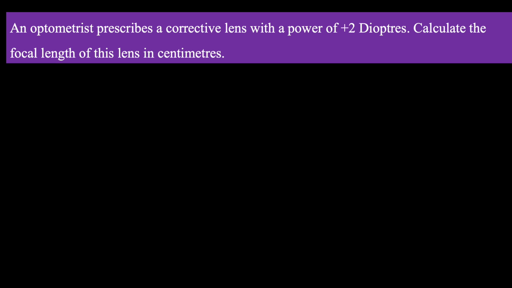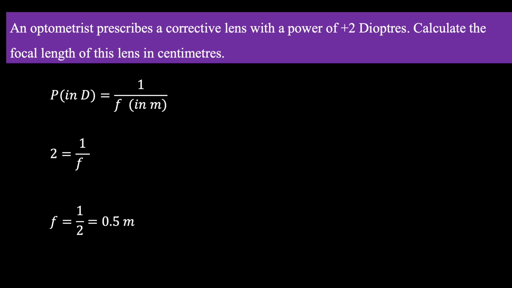An optometrist prescribes a corrective lens with a power of +2 diopters. Calculate the focal length of this lens in centimeters. P, which is the power of lens in diopters, is equal to 1 by focal length. The focal length should be in meters. 2 is equal to 1 divided by F. F is equal to 1 by 2, and therefore the focal length is 0.5 meters, which is equal to 50 centimeters.